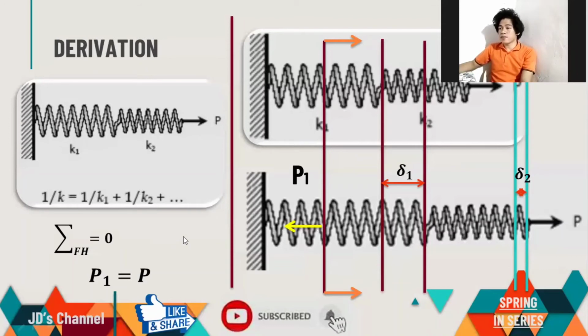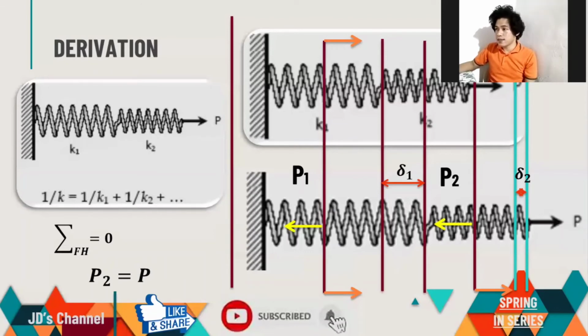Okay? How about dun sa pangalawang spring? So nagkaroon din ng paghila ngayon, magkakaroon ng contra or resistance si bar number 2. That is what we call P2. Okay? So, summation of forces equals 0, ang mangyayari, P2 is equals to P na din. Okay? So, ayan.